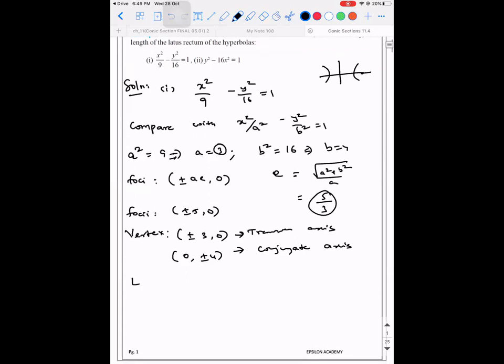Length of latus rectum: 2b square divided by a. So 2 into what is the value of b square, guys? 16, divided by a, that is 3. 32 by 3 units. Clear?